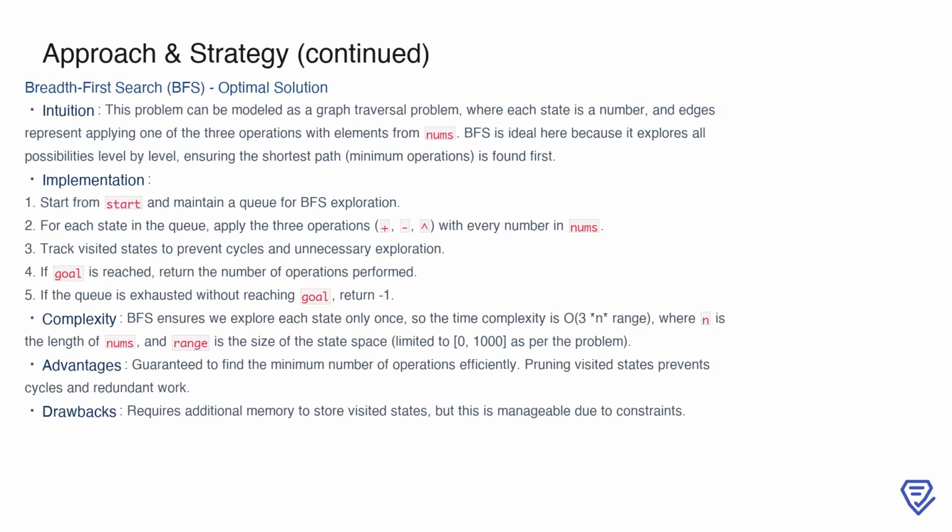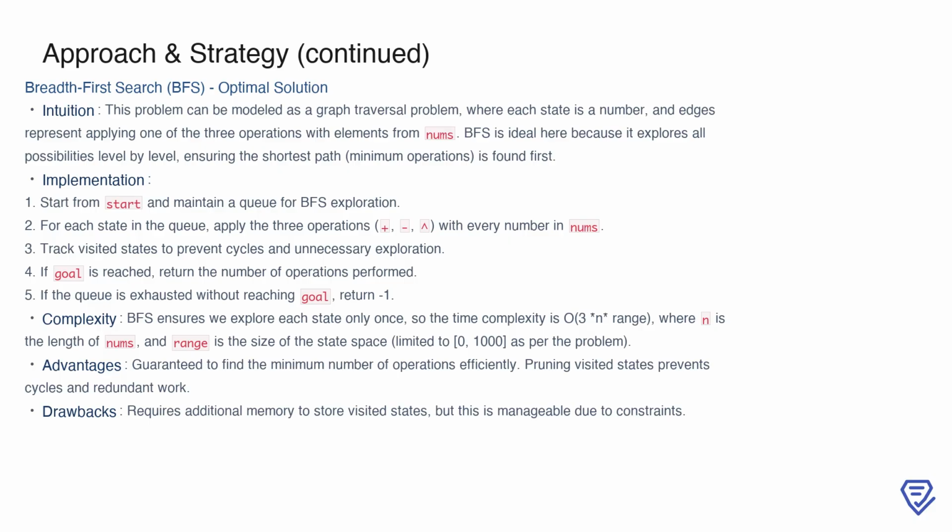A more efficient solution is to use breadth-first search, or BFS, which models the problem as a graph traversal. Think of each number as a state in the graph, and the edges between states represent applying one of the 3 operations with numbers from nums.